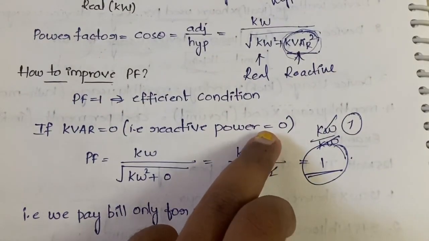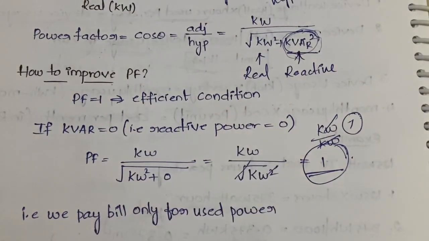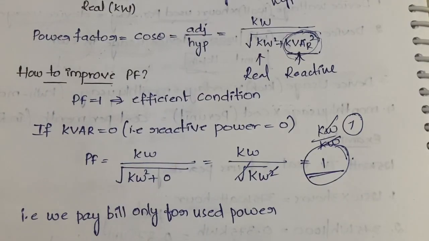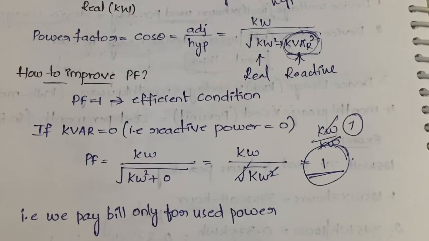If the reactive power is 0, you are paying the current bill for only real power, that is only for the power which you are actually using, right? Which means you are not paying any money for the wasted electricity. Got it? So this is about the power factor improvement. Why do we have to improve the power factor? In order to reduce the amount of bill we pay, we need to improve the power factor.